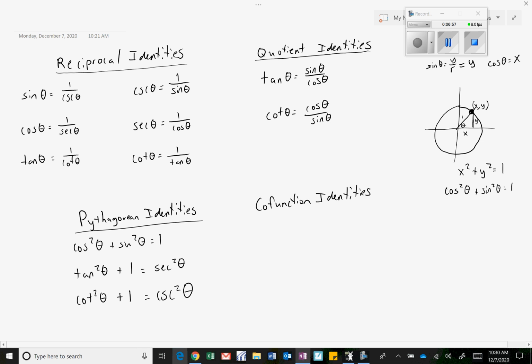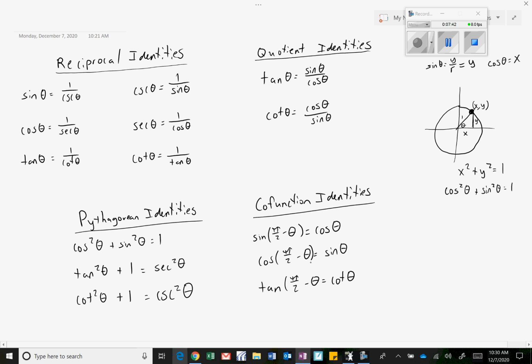These are really just a bunch of phase shifts. So the first one is going to be the sine of pi over 2 minus theta equals the cosine of theta. Right, just a little phase shift going on there. The second one is going to be the cosine of pi over 2 minus theta equals the sine of theta. And then third is going to be the tangent of pi over 2 minus theta equals the cotangent of theta.